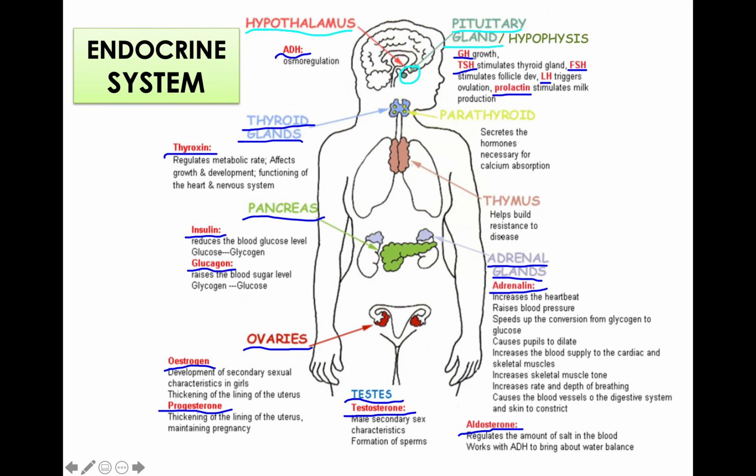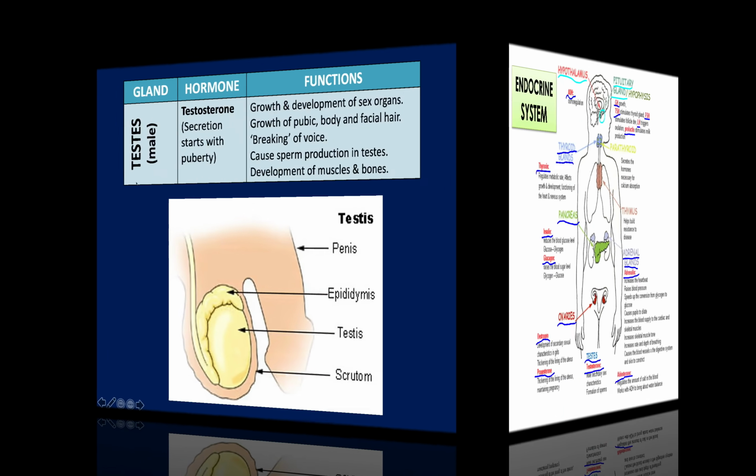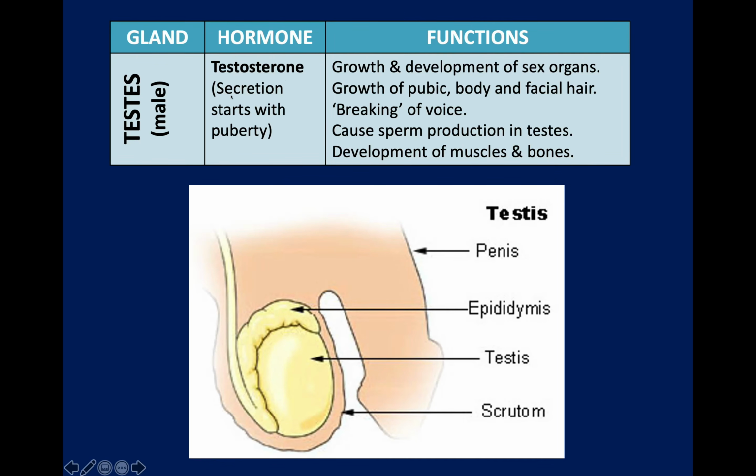Moving on to the gonadal hormones now. There are 3 gonadal hormones that are secreted by the gonads, right? Let's take a look at the roles of these gonadal hormones. Right, so let's begin with the testosterone hormone secreted by the testes. What is the function of this hormone?